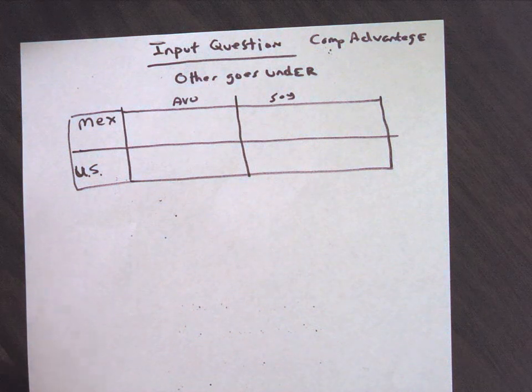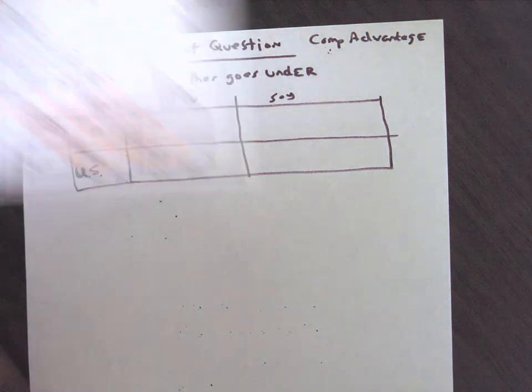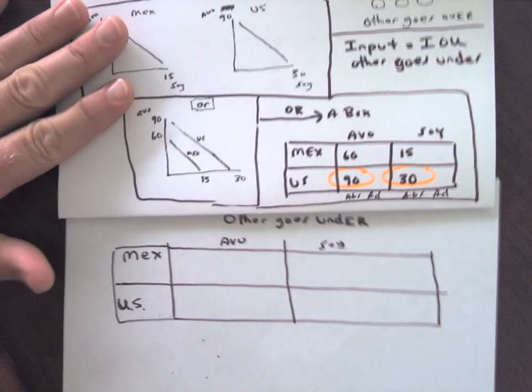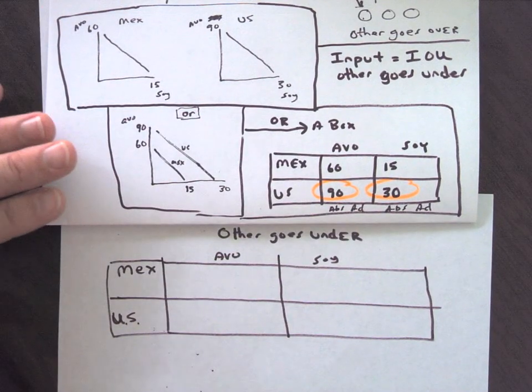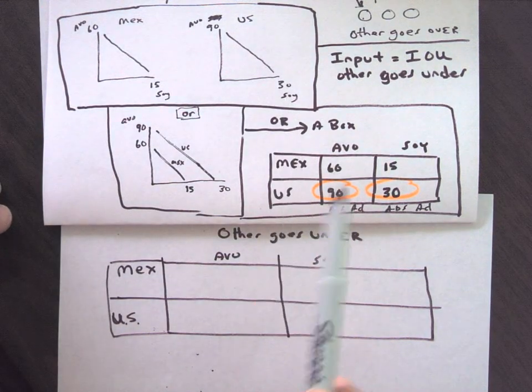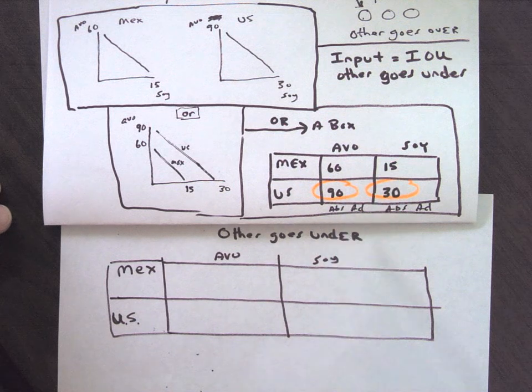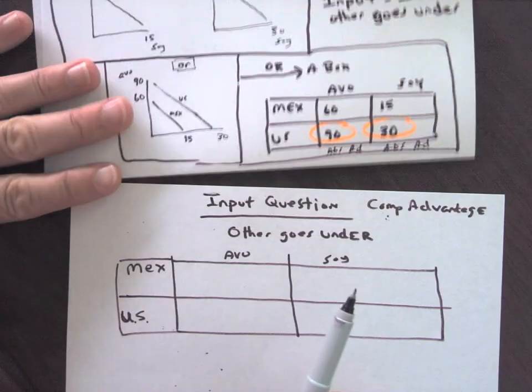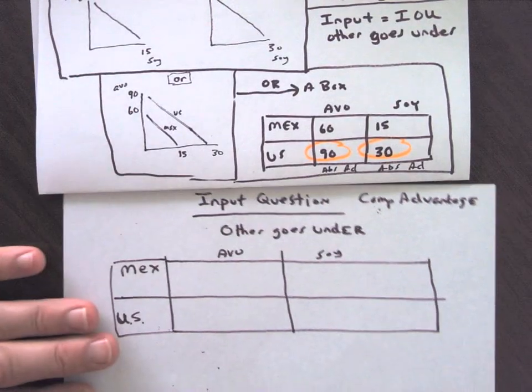When we're working on an input question for comparative advantage, we're going to have our same scenario and our same setup. We have everything still the same: 60 and 90, 15 and 30 for avocados and soybeans. So pause it right now if you need to do your setup. And this time, for an input question, we're going to do other goes under.